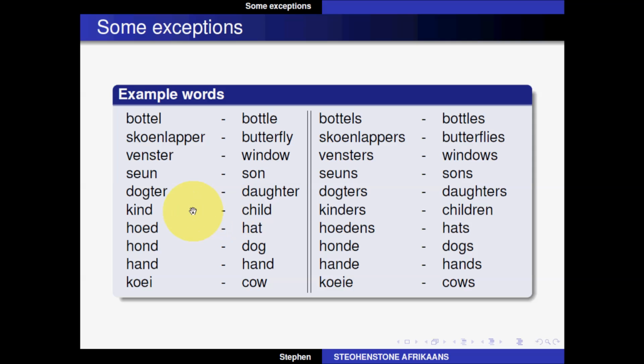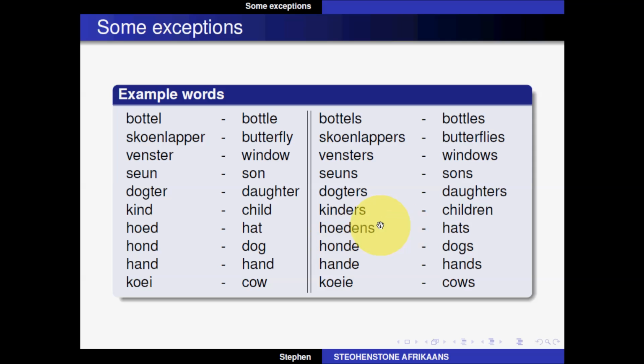But there are some exceptions. The word for child, as we saw in our example sentence, is kind. So here this D is pronounced as a D. Kind. The plural, children, is kinders. So now this is pronounced as a D. Kinders. The word for hat is hoed. Again, the pronunciation, it sounds like a T. Hoed. The plural, hats, is hoedens.